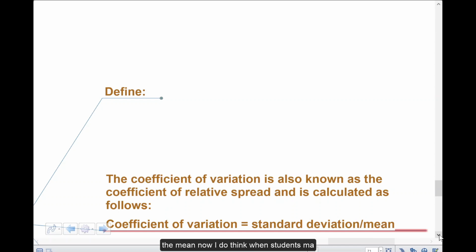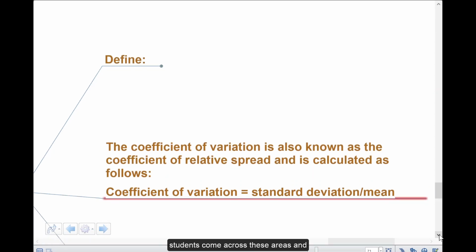Now, I do think when students, MA students, come across these areas and these formulas for the first time, they may look at them and think, well, this is all a bit confusing, I'll avoid them. Let's not, because the examiner knows where it hurts. The examiner, for example, is providing these formulas in the exam for good reason, because he knows it gives him an opportunity to set difficult questions. He's not going to make you learn a formula that's difficult and do a question that's difficult. These areas are definitely examinable, so try not to avoid them.